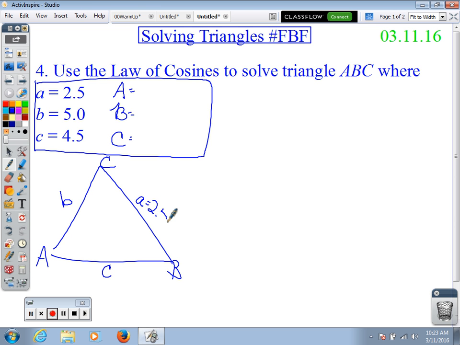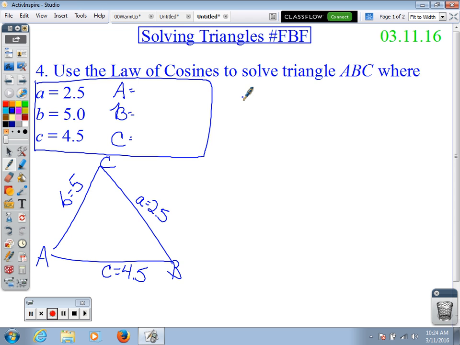Side A is 2.5. Side B is 5.0, or simply 5. And side C is 4.5. So what we're looking for are the angles. Now there's a rule for using law of cosines to find missing angles. For using law of cosines, which angle do we want to go after first? The largest one. How do I know which one's the largest? It's opposite the largest side. Good. So the largest side here is clearly side B. So I need to find the measure of angle B.